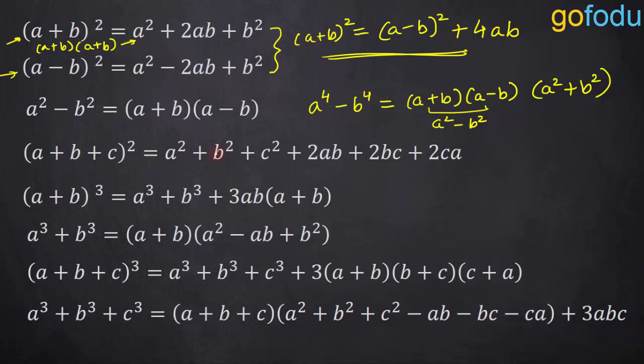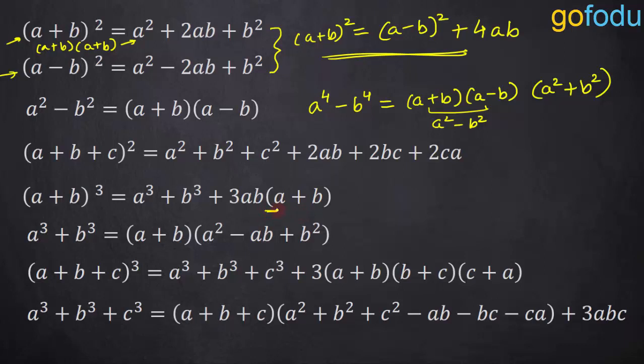Next, we have A plus B plus C whole square, which is equal to A square plus B square plus C square plus 2AB plus 2BC plus 2CA. Now, this one is important. Actually, all of these are pretty important. A plus B whole cube is A cube plus B cube plus 3AB into A plus B. You can also remember this as A cube plus B cube plus 3A square B plus 3AB square, which you will get after opening this bracket.